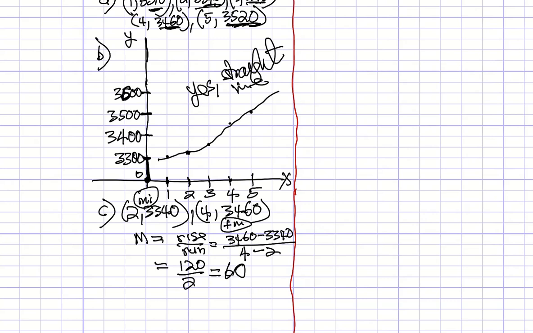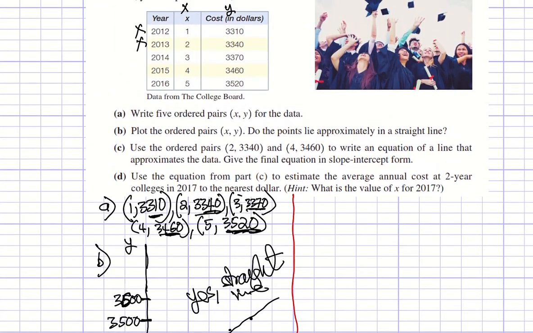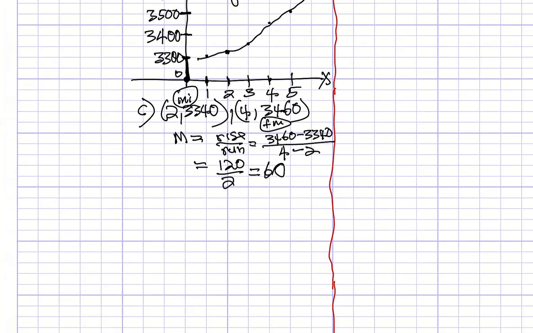And then we use the slope and one point. Slope intercept form. Do you remember we want to form an equation like this? Slope intercept form is like this, because this is the y-intercept and that's the slope. So we want to form an equation like that. So we got slope 60. So what is the y-intercept? How do you determine the y-intercept? We got the slope.